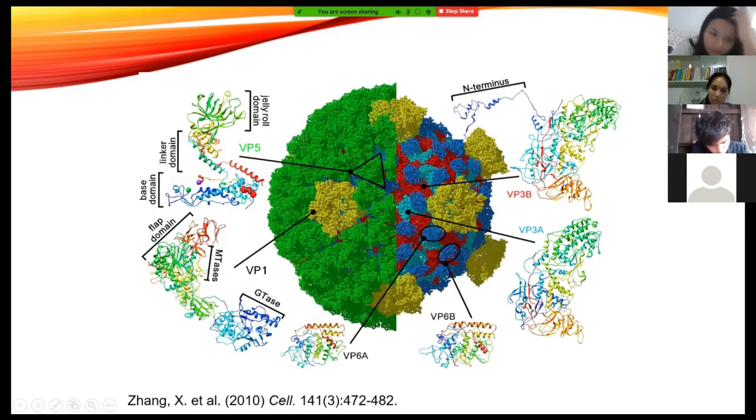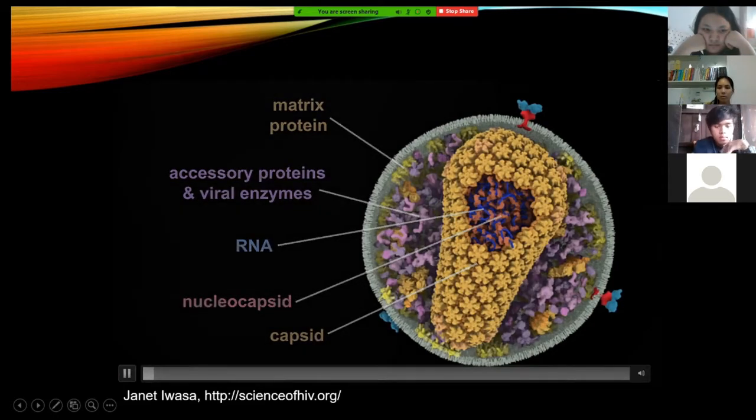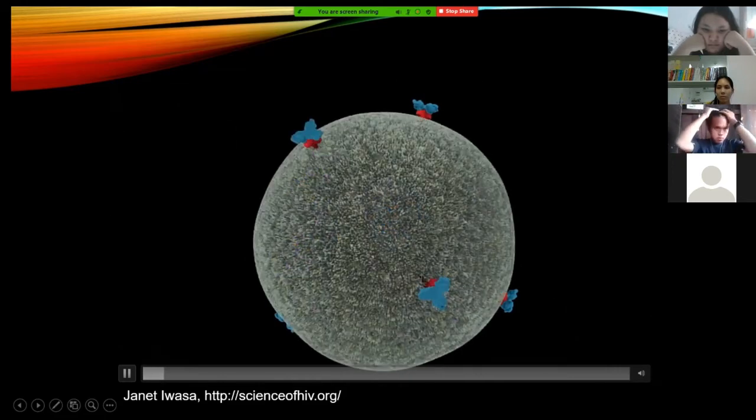So when we talk about viruses, like coronavirus, adenovirus, this is what structural biologists see. The structure of a virus comprises proteins and genetic material, RNA, inside. I will show you an interesting video from Janet Iwasa showing the detail from PDB files of the virus. So this is the virus, which has the capsid with RNA inside.